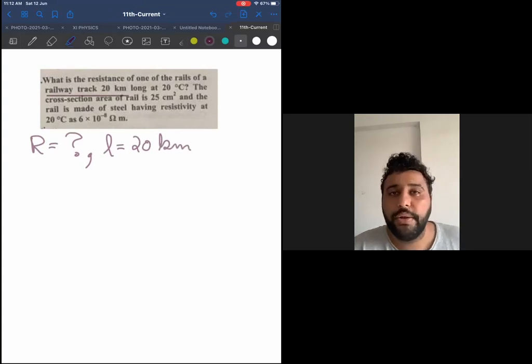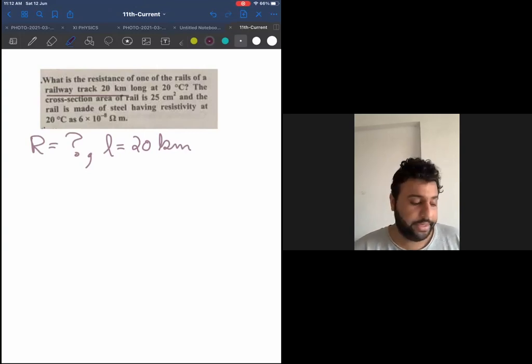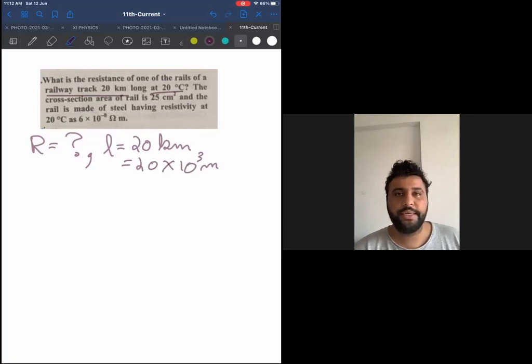But SI unit of length is not kilometer. What is the SI unit of length? SI unit of length is meter. Therefore, how can I write 20 kilometer as 20 into 10 power 3 meter at 20 degrees centigrade?